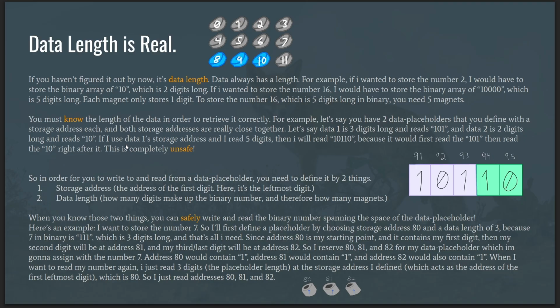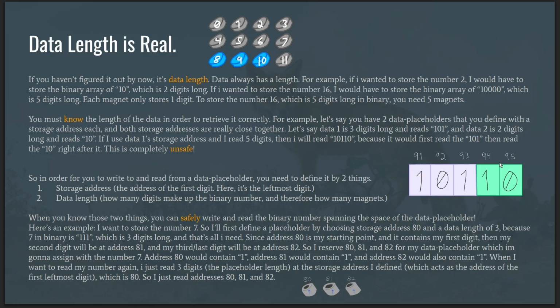If I use data 1's storage address, which is just the first address, so 91, and I read 5 digits, then I would read 10110, because it would first read the 101 for data 1, and it would read the 10 right after it, which is for data 2. This is completely unsafe.